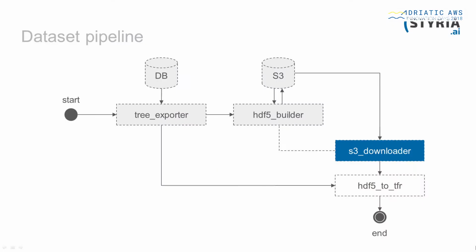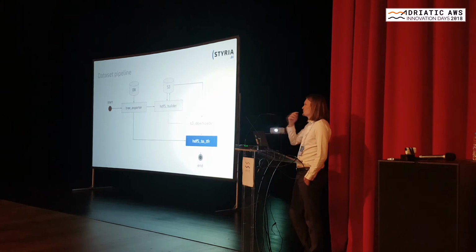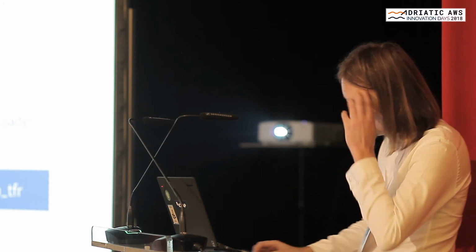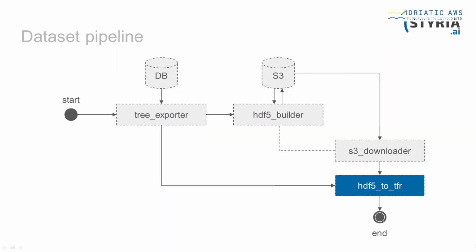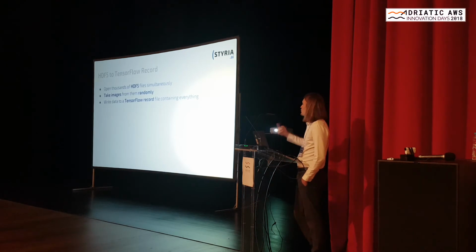Not finally, but the next step is, since we need our data on the premises and we are still working on the AWS, we need to download that data, and this is what this step does. After we have the data on our local storage, because I mentioned before that we need a single TF record file that contains all the data for efficient training, this is basically what the last step does. It just opens all of our HDF5 files, takes a file at random, takes an image from that file at random, writes it to a TensorFlow record file, and continues to do that until it takes all of the images. This way we have a single file containing every data we need.